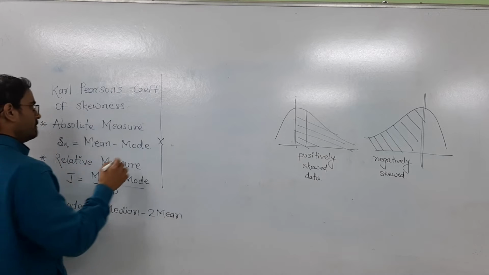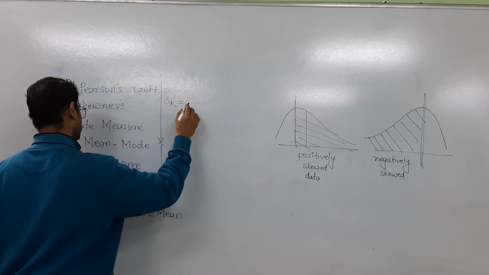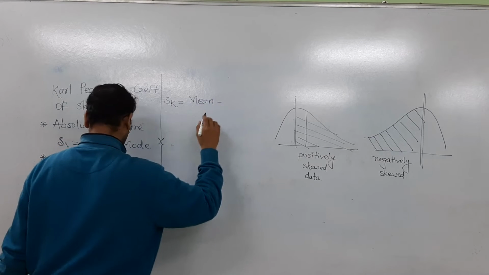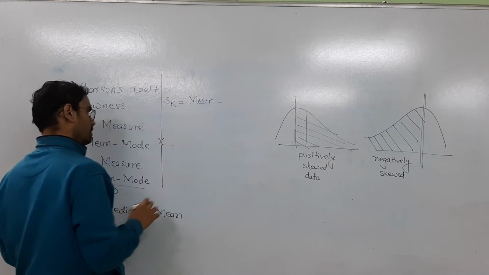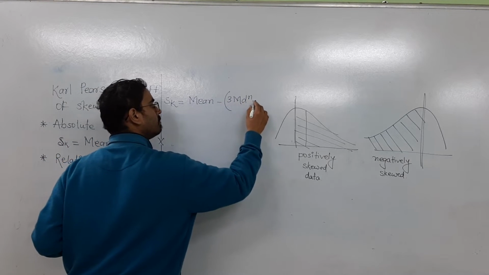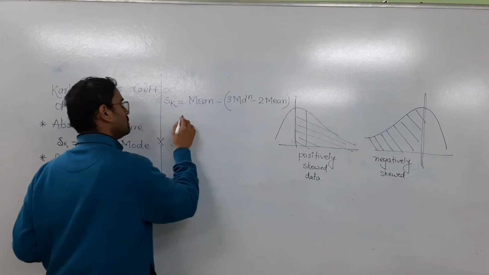Okay. So the first one is the absolute measure, that is Sk. Sk equals mean minus mode. Mode is 3 median minus 2 mean. So you just have to solve it.